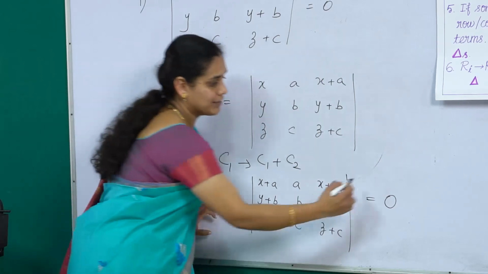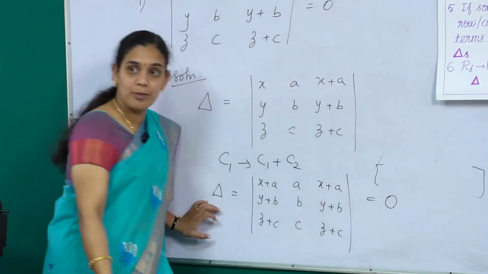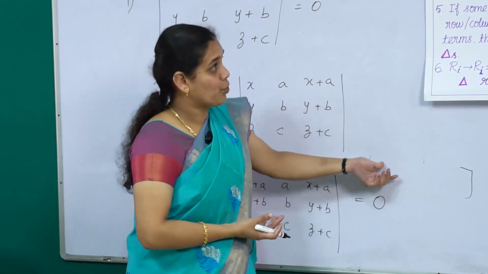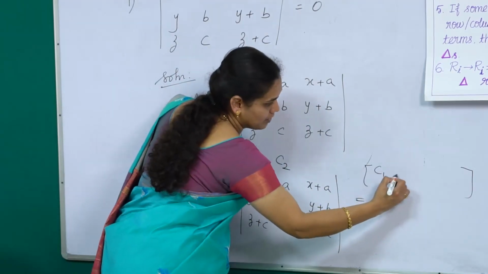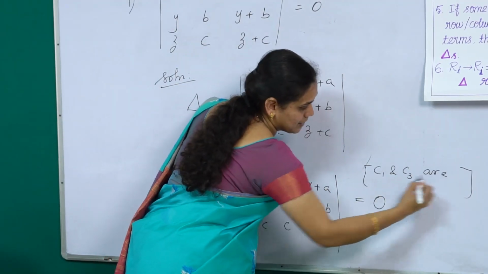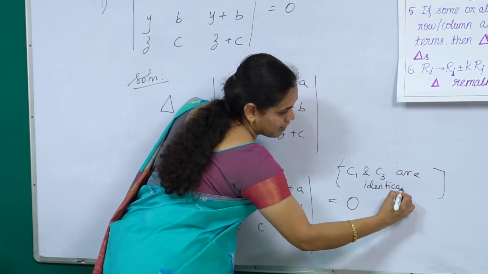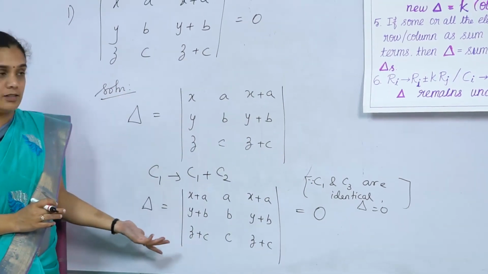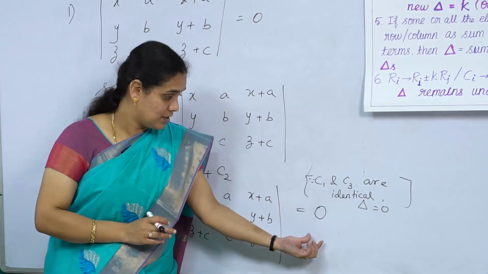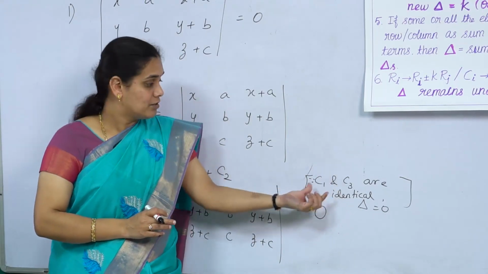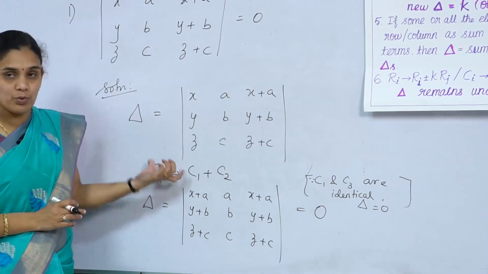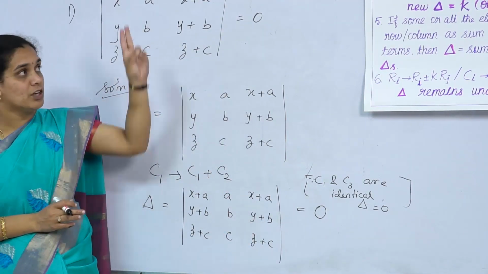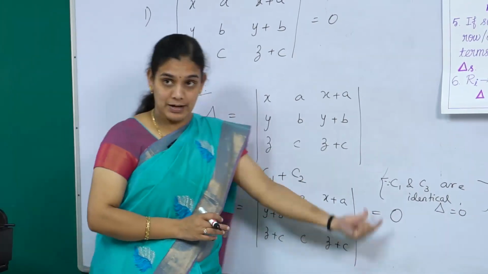But please try to write the reason in brackets when you are applying any property. In a short way, so that the examiner will be impressed to give you more marks. You can say, like, C1 and C3 are identical, then the determinant is 0. Just write the reason why it becomes 0. You are using a property, isn't it? It's a small problem, so we did it with only one property. If not, for 4 marks, minimum you have to use 2 properties before expanding the determinant.